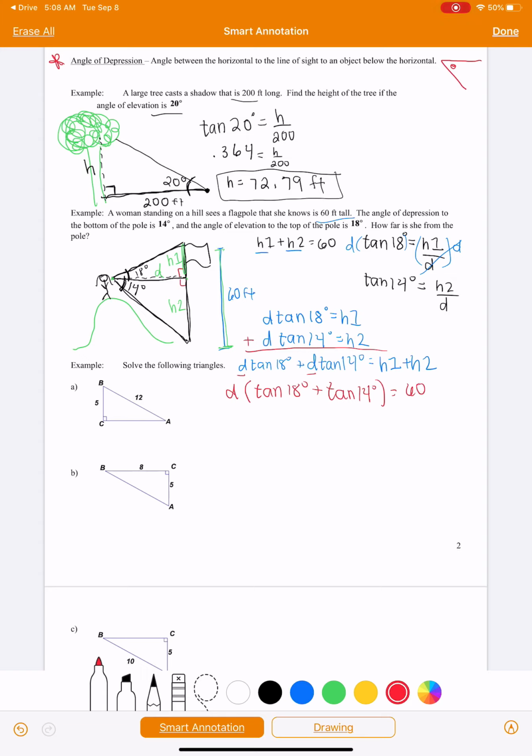Again, I want to isolate D, so I'm going to get rid of this tangent of 18 degrees plus tangent of 14 degrees. It's being multiplied to D, so I'm going to divide. If I divide by tangent 18 plus tangent 14, that leaves me with D equal to 60 divided by tangent 18 plus tangent 14. All right, so now you have everything you need to know.